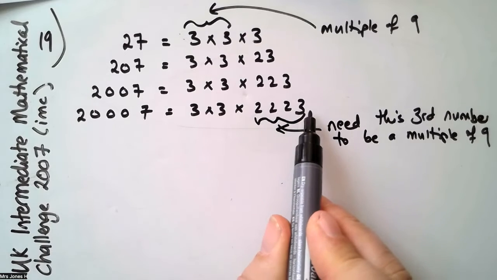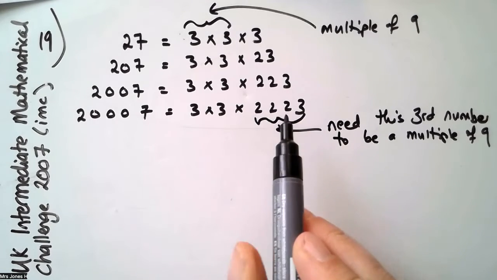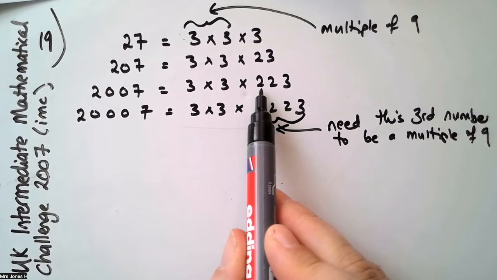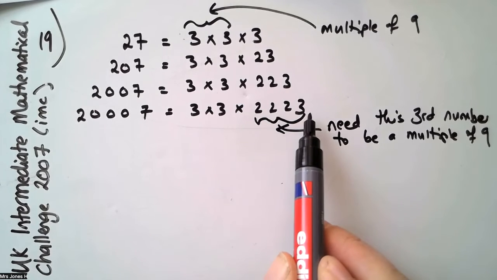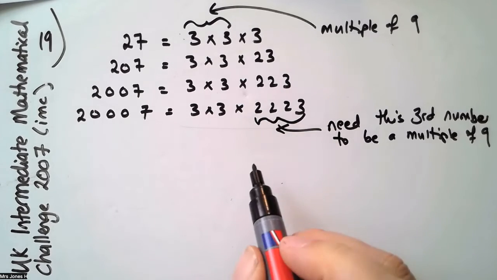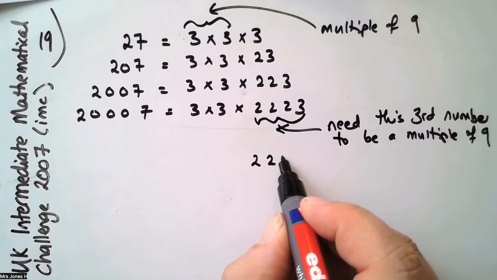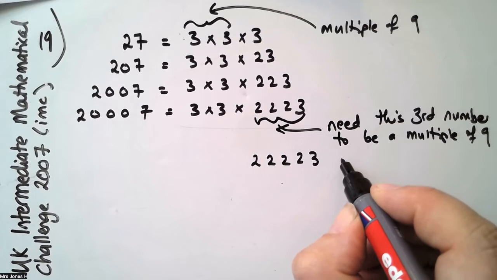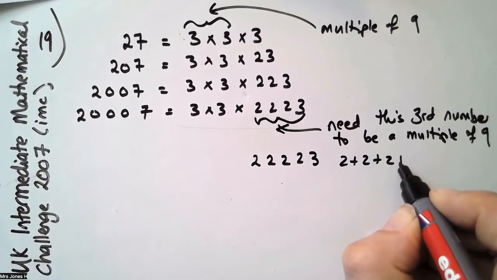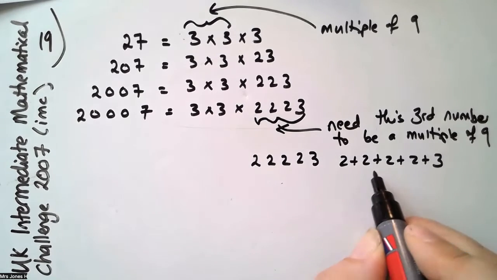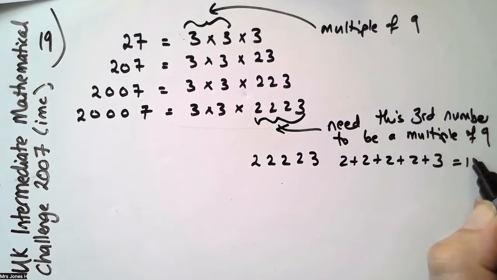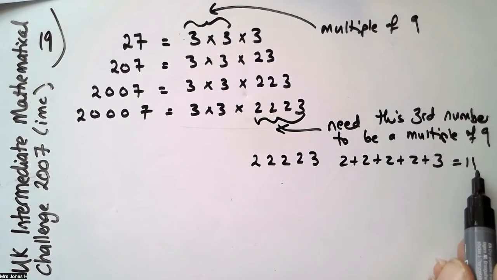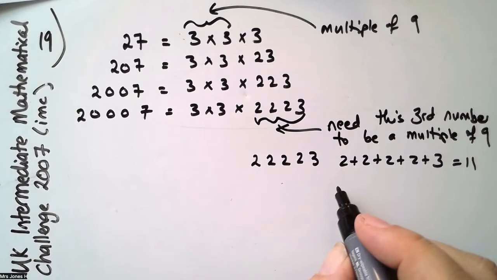So if we want to check whether a number is a multiple of 9, what we can do is add the digits together. The next number here, for instance, would be 2, 2, 2, 2, 3. And we're going to add the digits together. 2 plus 2 plus 2 plus 2 plus 3, 8, 9, 10, 11. So this is not a multiple. This number here is not a multiple of 9. Let's go for the next one.